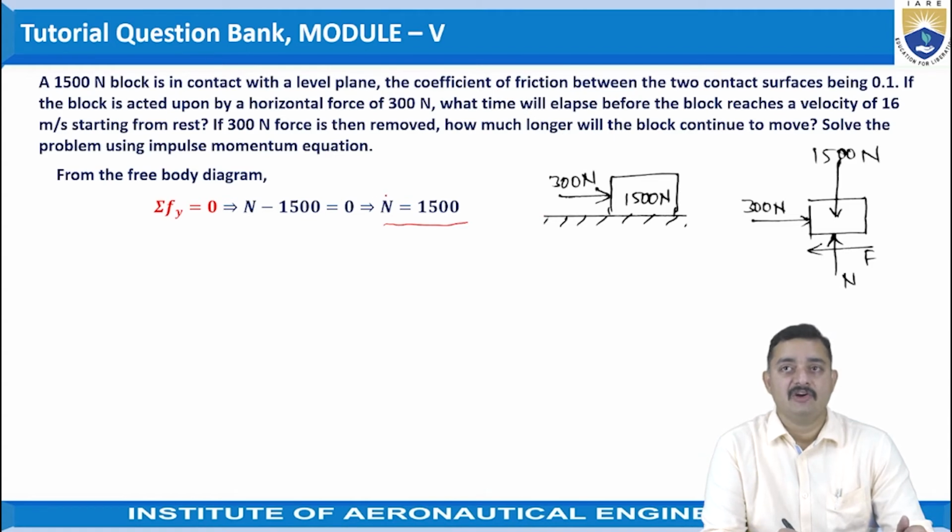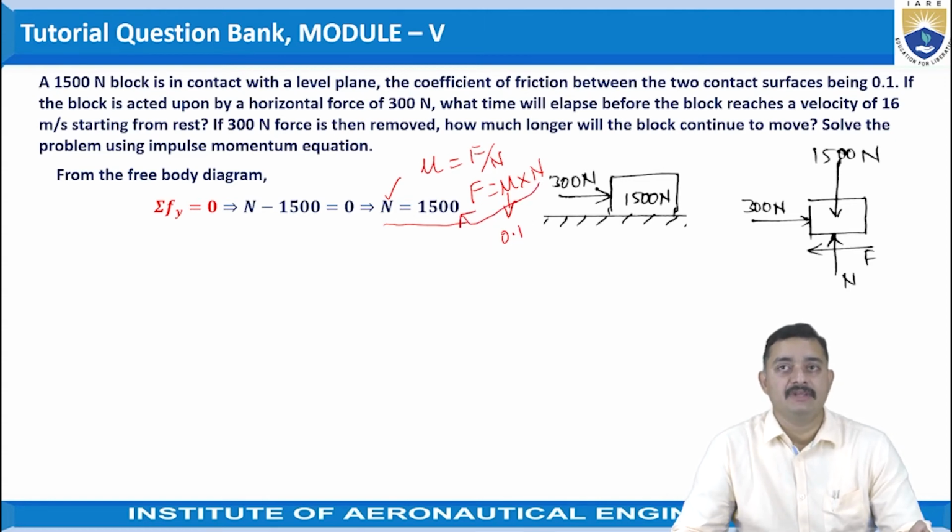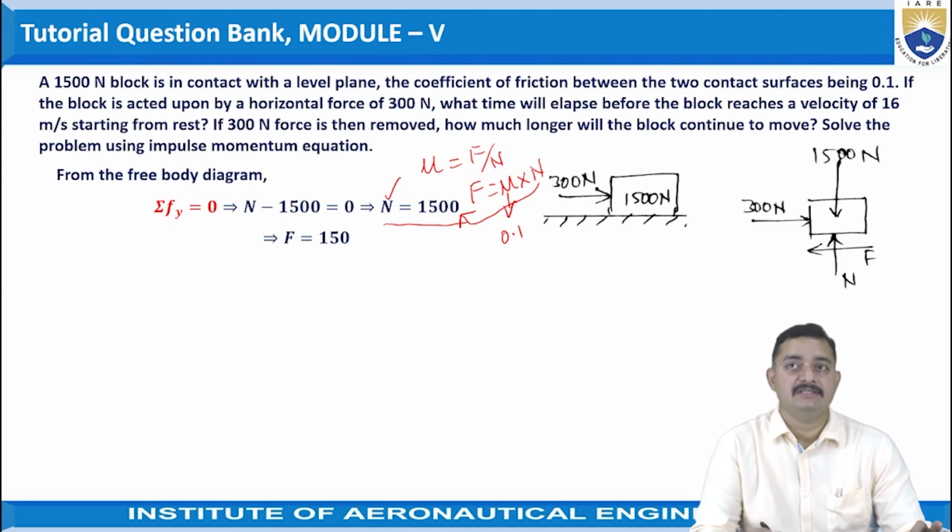So, this normal reaction value N we have obtained. We also know that mu is equal to F by N. That means F is equal to mu into N. The mu value is already given as 0.1 and the N value we just obtained as 1500. So, if we apply it, F is equal to 0.1 into 1500, we will get the value of F as 150 newtons.